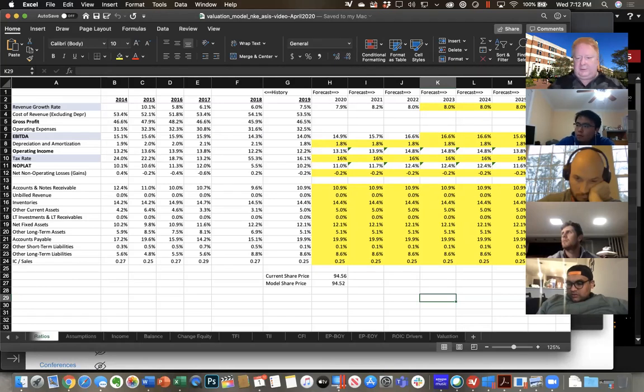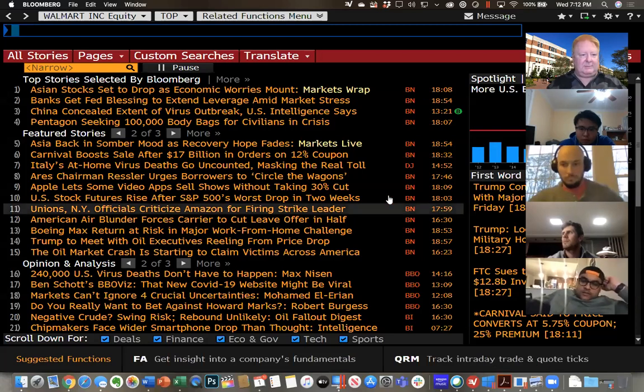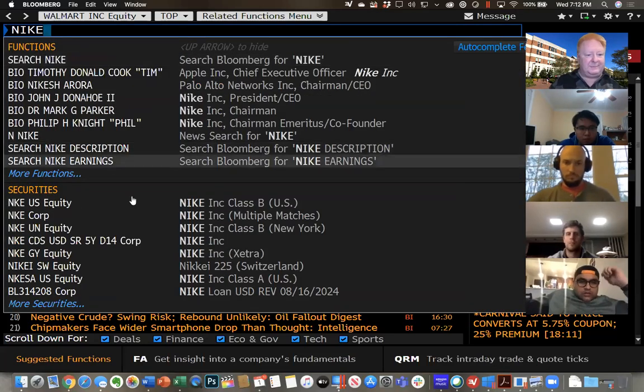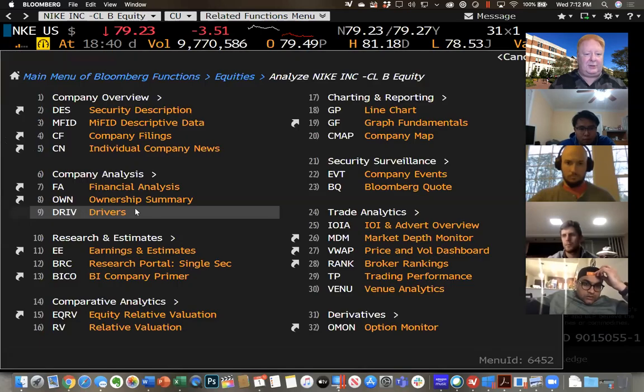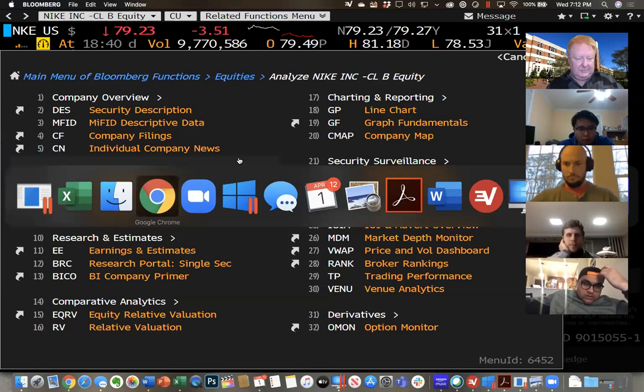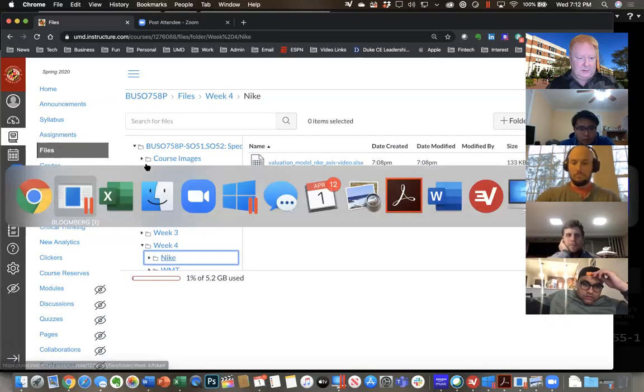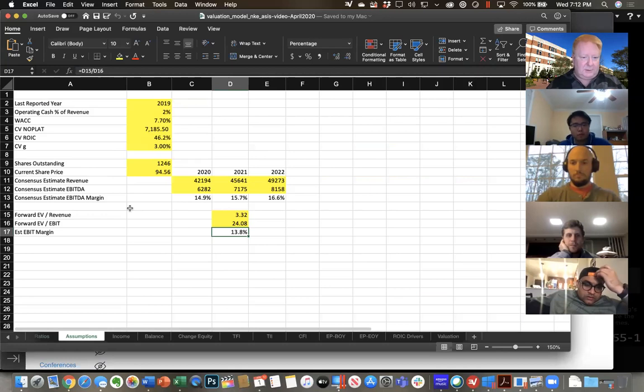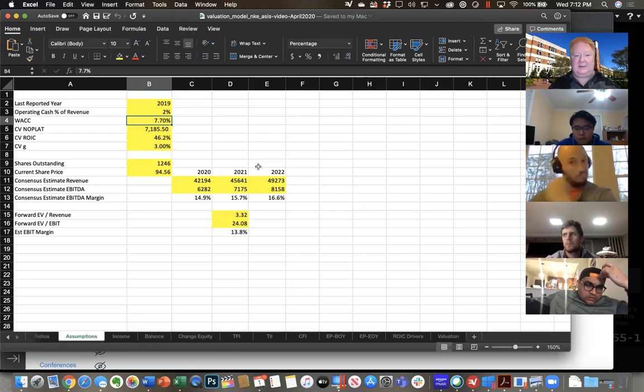So what we would do if we were to take the model that you built and update it for today, and this is the piece that I'll help you with in Bloomberg, is first of all, we would want to look up Nike, and we want to make sure that a few of the assumptions were the same. So one of the assumptions we made was, what is Nike's WACC? And at the time of the valuation, their WACC was 7.7%. Well, that could change today.